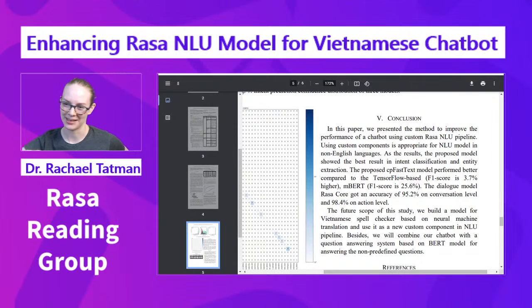In this paper, we presented the method to improve the performance of a chatbot using a custom Rasa NLU pipeline. Using custom components is appropriate for NLU models in non-English languages or English languages, but I think more urgent in non-English languages. As the results, the proposed model showed the best results in intent classification and entity extraction. And it worked better than the Tensorflow model or Bert. The dialogue model Rasa Core got an accuracy of 95% on the conversation level and 98% on the action level.